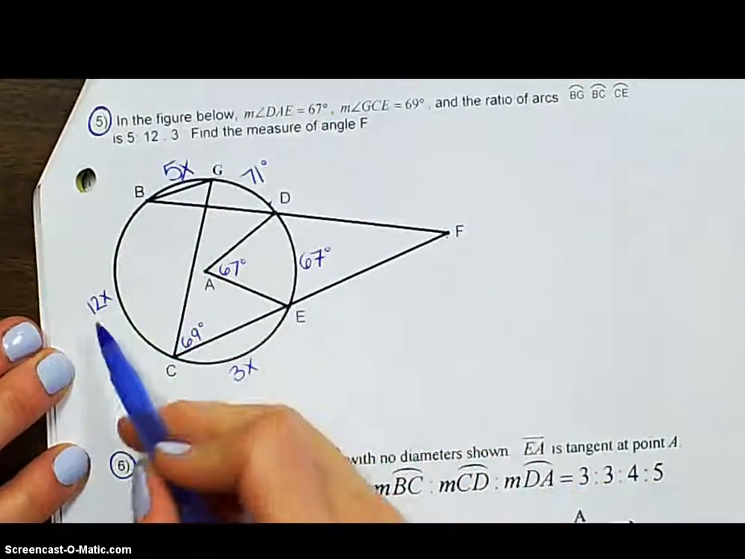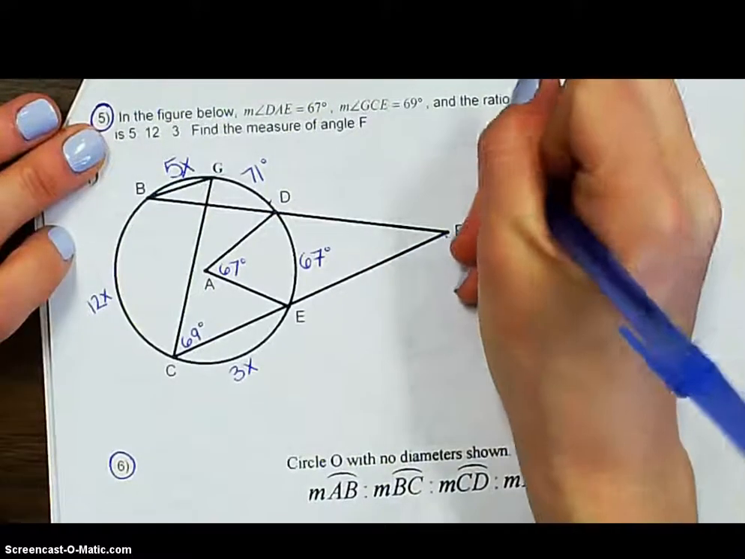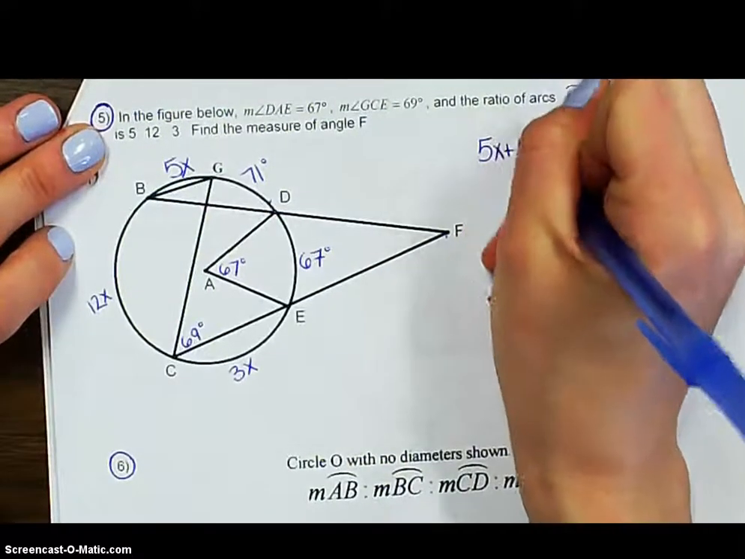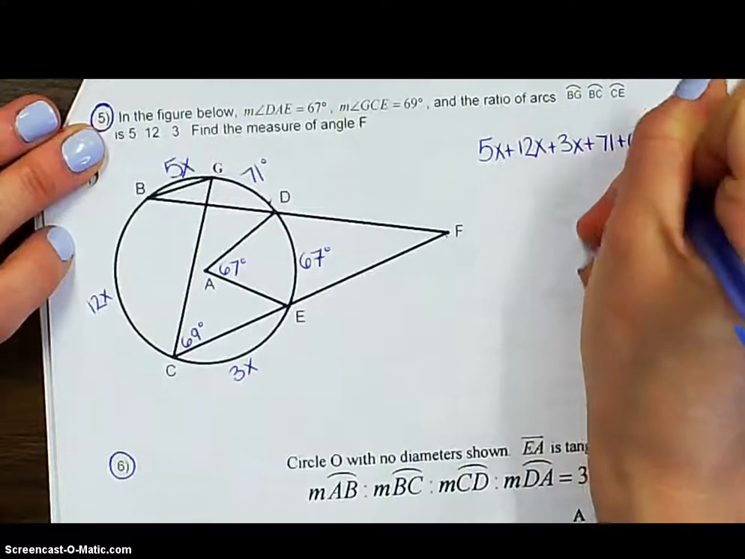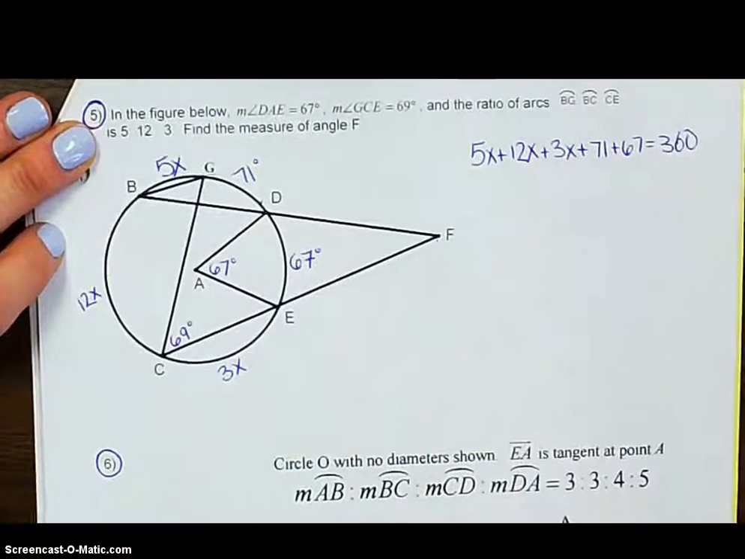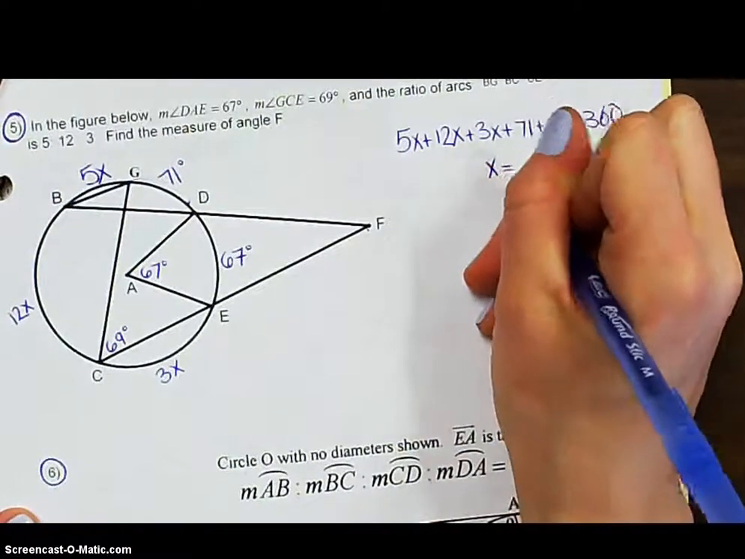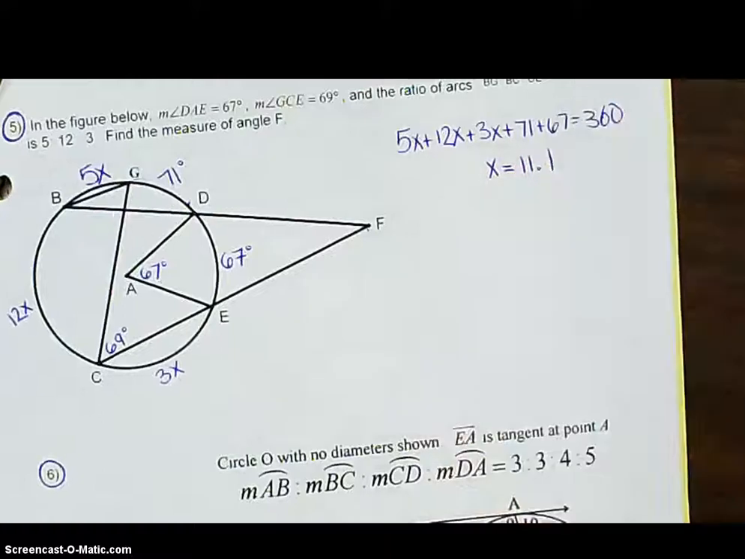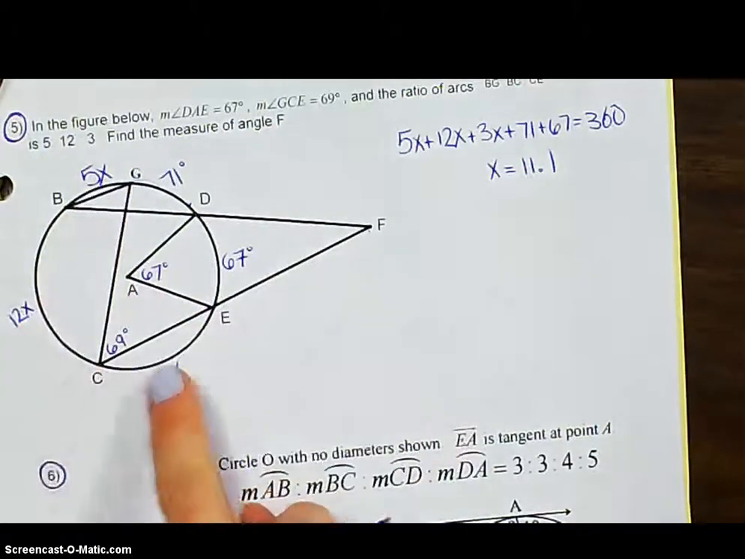So I have 5x, 12x, 3x, 67, and 71. So what we can do is add all of those together, set them equal to 360, and then I can find the value of x. Okay, so let's go ahead and we solve for x. We're going to get x equals 11.1, and then I can plug that in for my x values.